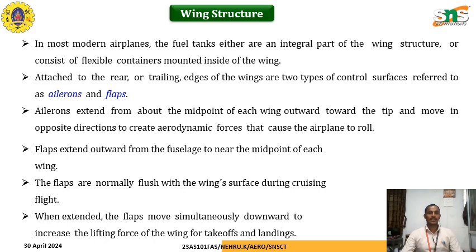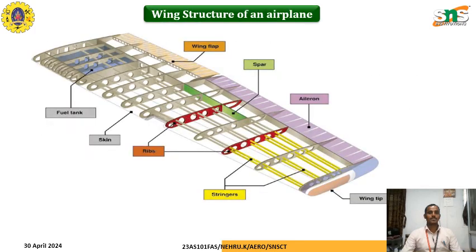The flap extends outwards from the fuselage to near the midpoint of each wing. The flaps are normally flush with the wing surface during cruising flight. When the flaps are extended from the wing, they move simultaneously on both sides, which increases the lift force of the wing for takeoff and landing.